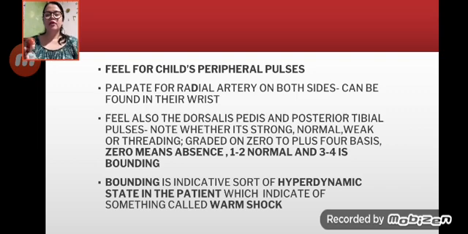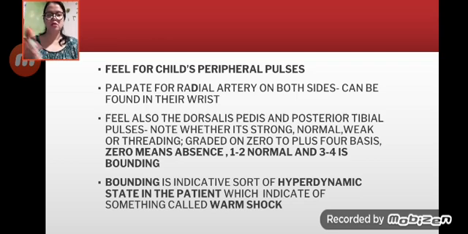Then you need to feel also for the child's peripheral pulses. So palpate for the radial artery. How are you going to feel for the radial artery? You need to use two fingertips to check the radial artery. It is advisable that you check the radial pulses of both upper extremities. Then feel also the dorsalis pedis and the posterior tibial pulses.